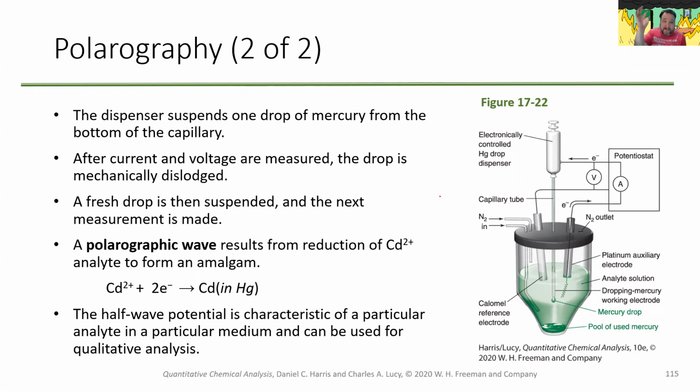Okay. So the dispenser drops one drop of mercury from the bottom of the capillary. After the current and voltage are measured, the drop is either mechanically dislodged or it just falls to the bottom. A fresh drop forms. The next measurement is made. A polarographic wave can result, for example, from the reduction of cadmium 2+ to form an amalgam. So you're going from cadmium 2+ and electrons to forming cadmium dissolved in the mercury. And the half-wave potential is characteristic for a particular analyte and particular medium and can be used for qualitative analysis.